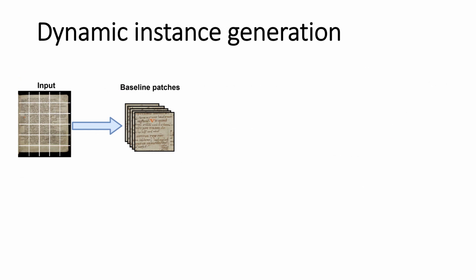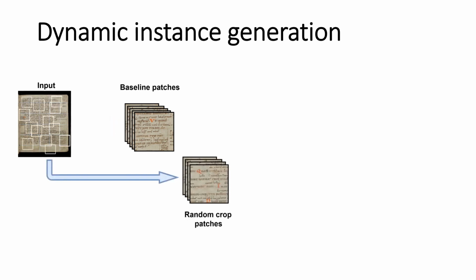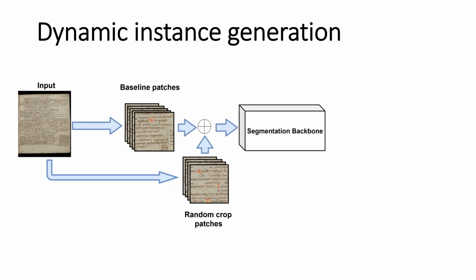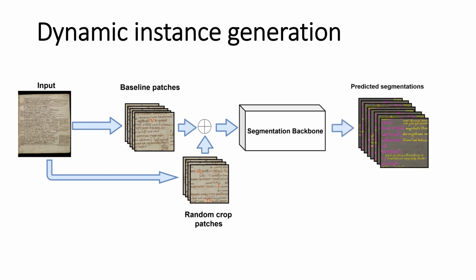In the dynamic instance generation model, we extract two sets of patches from the original image. The first one is a set of non-overlapping patches which are kept consistent between the training and inference phase, and we call them baseline patches. While the second set is represented by random crops dynamically generated at each epoch only during the training phase. These two sets of patches are then combined and fed into the segmentation backbone, which will then provide us with the final semantic segmentation maps, which we will compare to the ground truth in order to train our model.